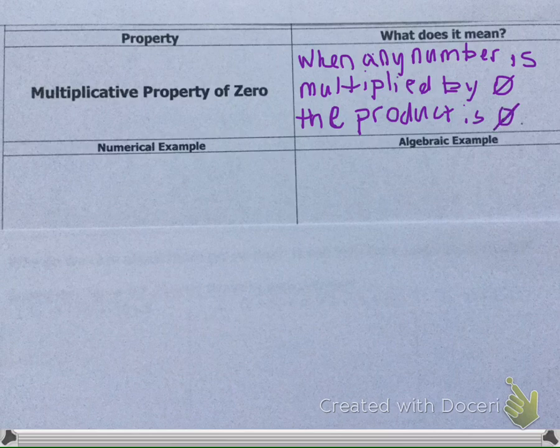When any number is multiplied by 0, the product is 0. So, 8 times 0 is 0. A times 0 is 0. Any number multiplied by 0 is 0.